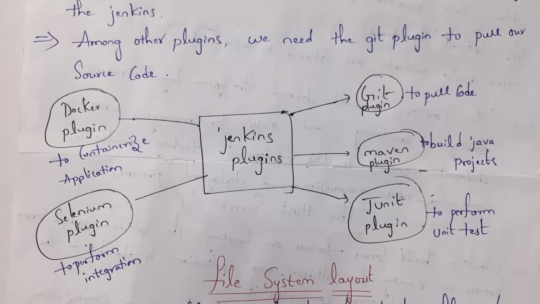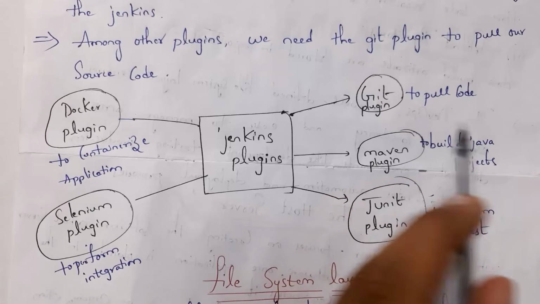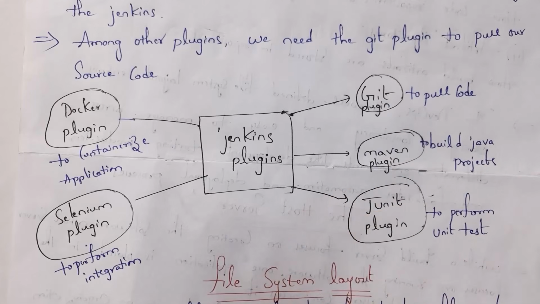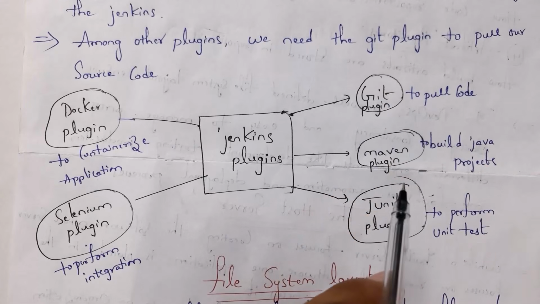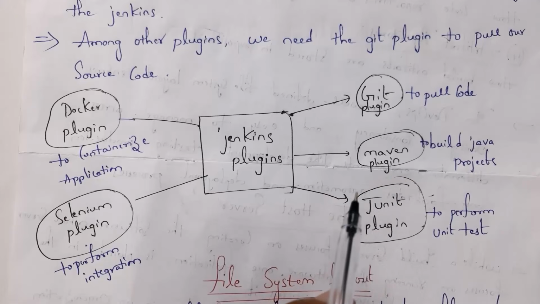Guys, these are some of the popular plugins that you can install in your Jenkins server. First one is the Git plugin. By using this plugin, you can pull code. And next one is the Maven plugin. By using this Maven plugin, you can build Java projects. And next one is the JUnit plugin.